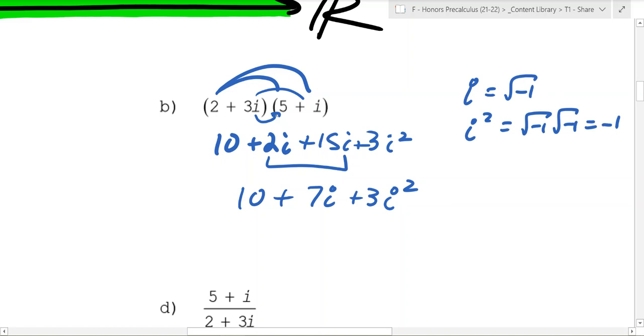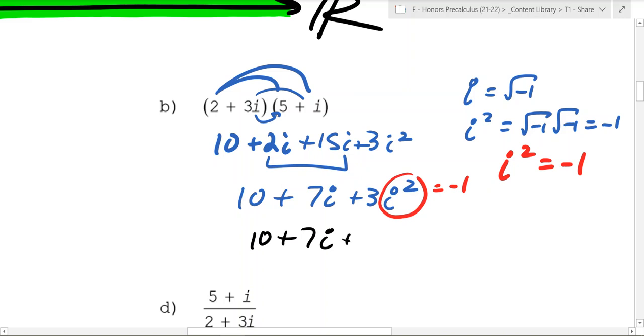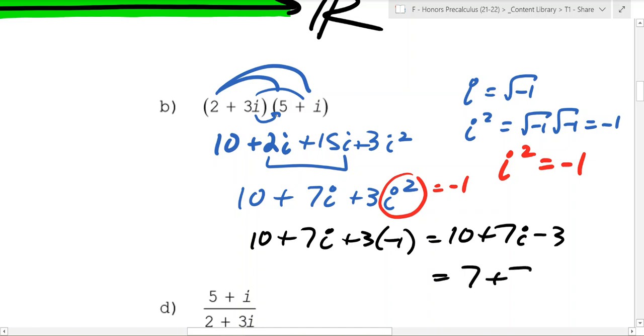The square root of 2 times the square root of 2 is 2. The square root of 3 times the square root of 3 is 3. The square root of a table times the square root of a table is a table. So one thing you need to remember is i squared is negative 1. So this right here is equal to negative 1, which means that you have 10 plus 7i plus 3 times negative 1, which is 10 plus 7i minus 3, which is 7 plus 7i. So you have to simplify carefully.